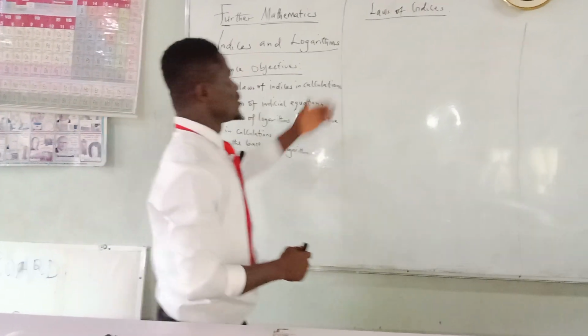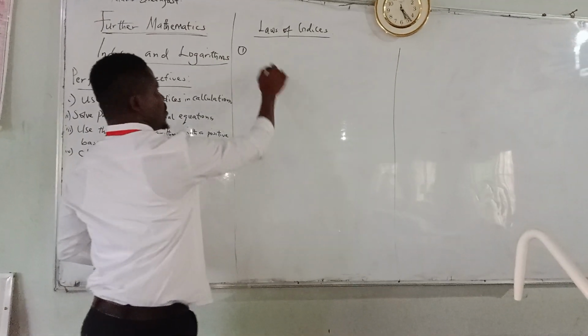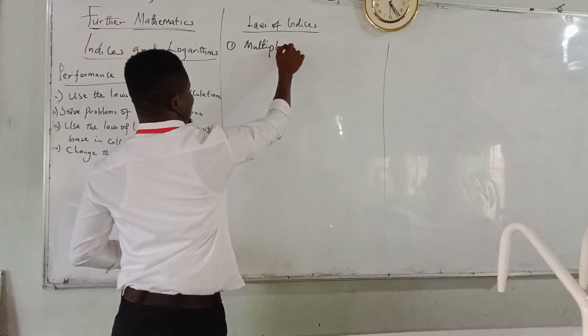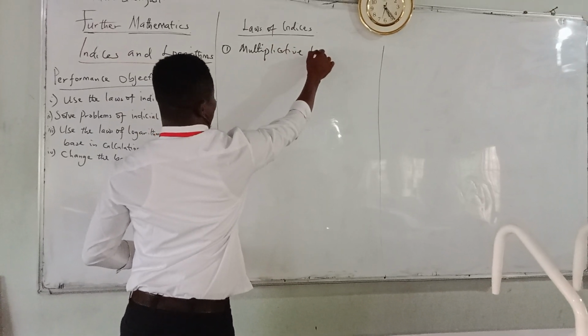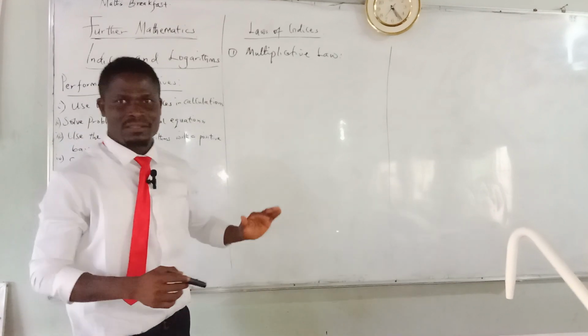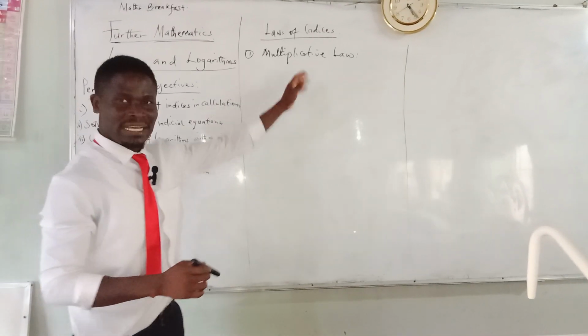So today we look at laws of indices. Number one, we look at what we call the multiplicative law. This law says that when you multiply two indices and the base is the same, you add their indices.